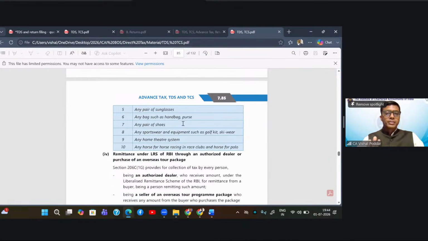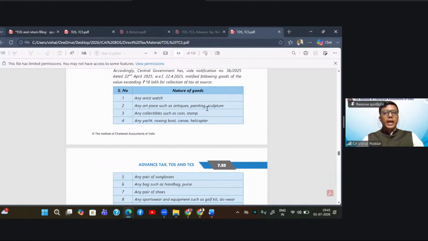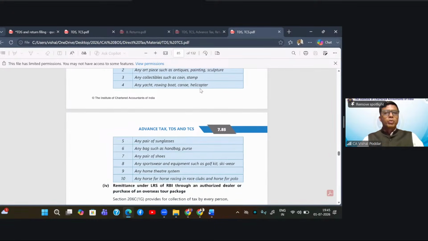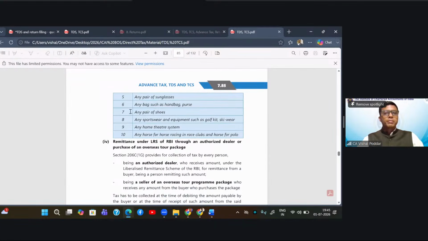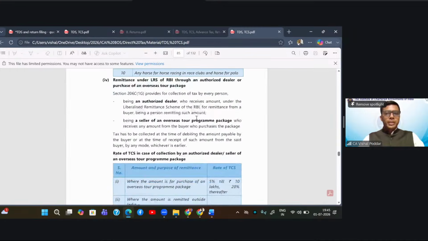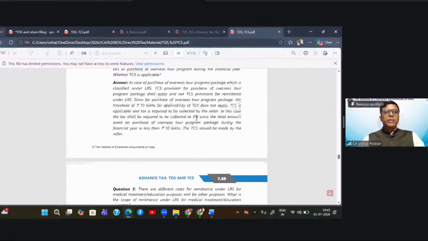You may definitely get this as one of your questions, maybe in your exams, because this is an important list. It has been notified with effect from 2024. So what is this? Wristwatch, antiques, paintings, then collectibles like coins and stamps, yacht, rowing boat. These are all prestige items, if I can say. Pair of sunglasses, bags, handbags, purses, pair of shoes, sportswear, equipment such as golf kit, home theater system, horse for horse racing, right? Now in all this, primarily we are satisfying the condition.